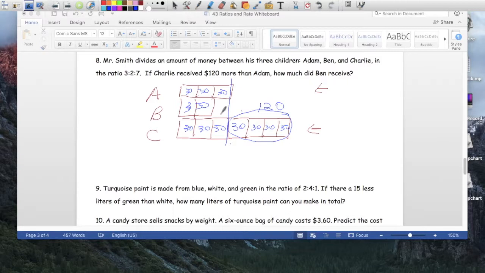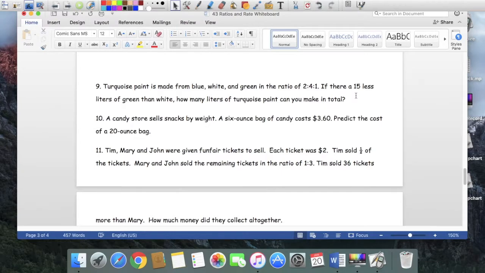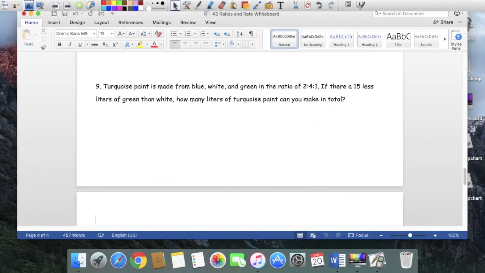So how much money did Ben receive? Now we're interested in this guy. It's 30 and 30. He received 60. 9. It's a less problem.